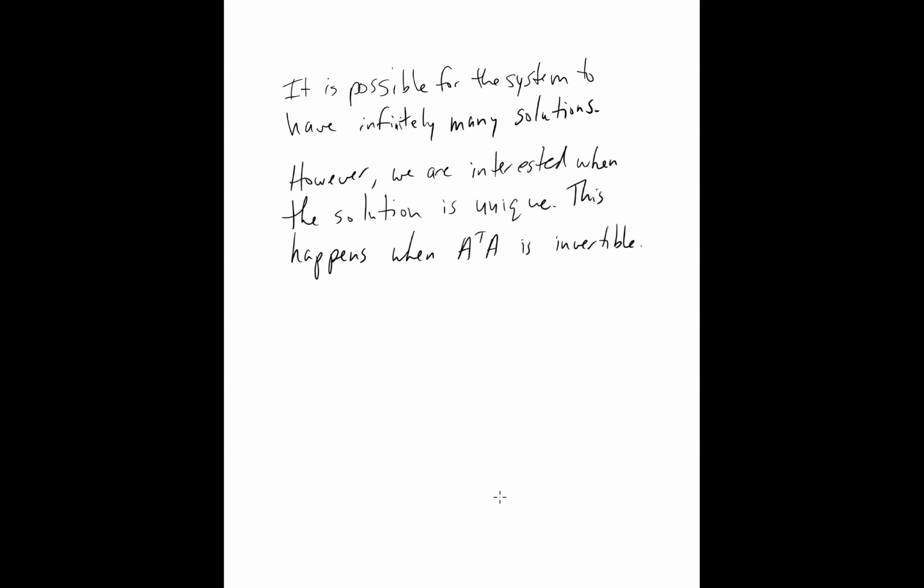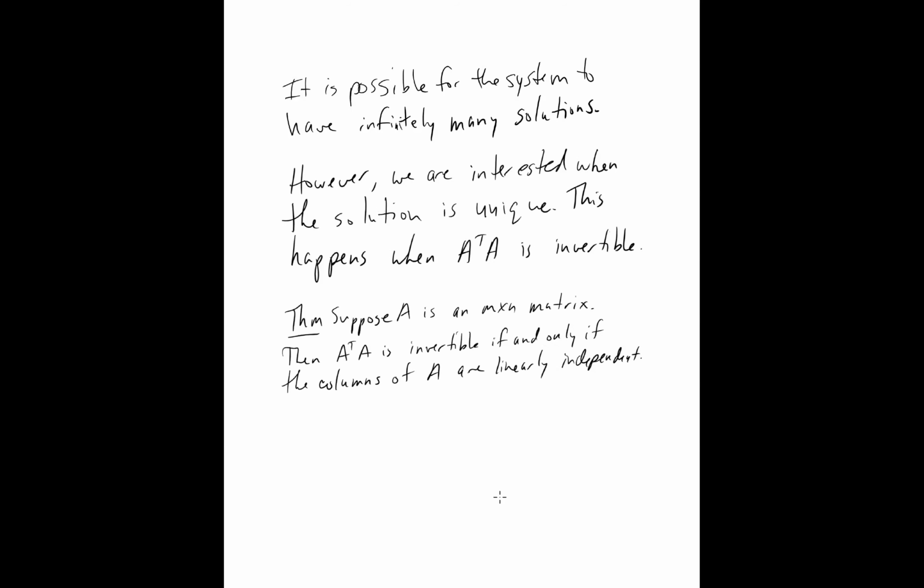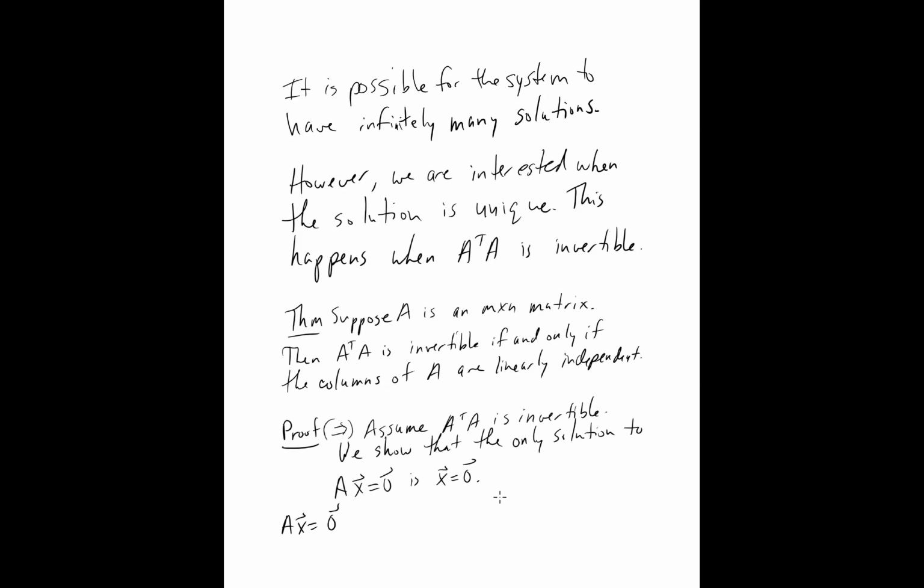Well, certainly it'll be unique if I can multiply both sides by (A transpose A) inverse, because then I can get X by itself. So we know that this is going to happen exactly when A transpose A is invertible. So let's see if we have a theorem that tells us when that happens. All right, so A is going to be an M by N matrix here. Then A transpose A is invertible if and only if the columns of A turn out to be linearly independent. All right, so let's do the proof. It's not a bad proof.